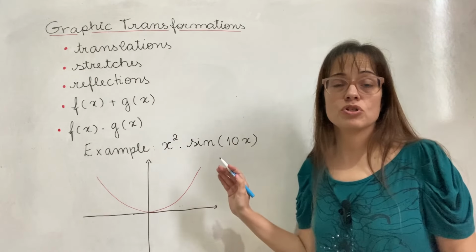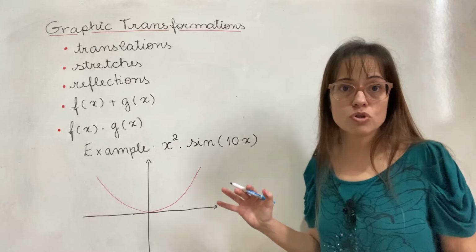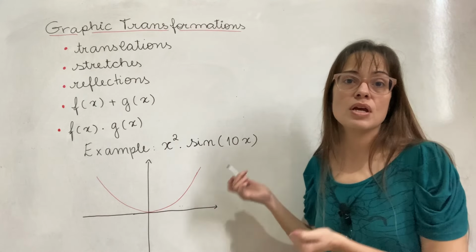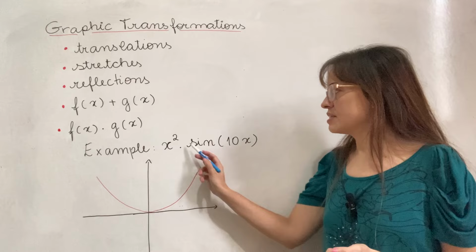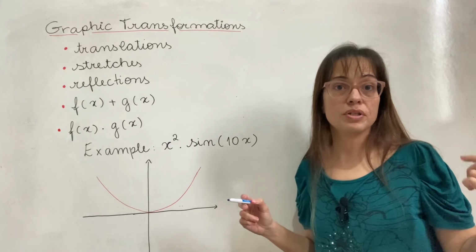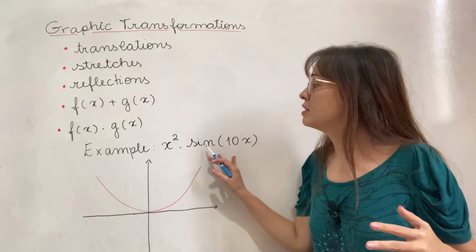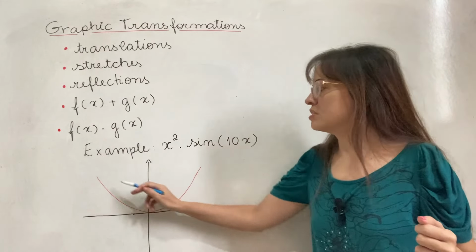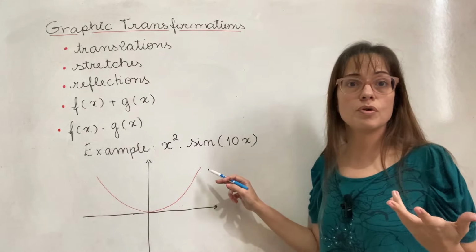Multiplying two functions that you know very well can also result in an interesting sketch. Here, I am taking a sine function which has the oscillation between -1 and 1, and I'm multiplying it by x squared, which is this parabola that I also know very well.